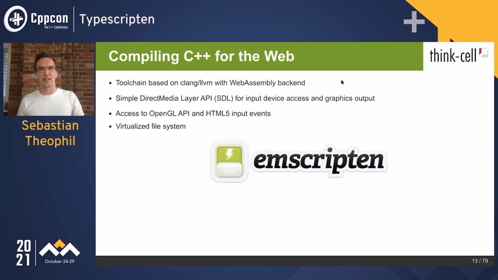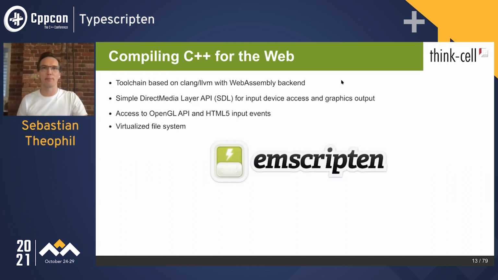And if you're not using the STL library, then you can also use the OpenGL API from C++, which emscripten maps to the WebGL APIs that the browser supports anyway. And emscripten also lets you access the HTML5 input events from C++. And last but not least, emscripten also provides the standard C APIs to access a file system, essentially a virtualized file system. So you can ship some files with your module and access them as if they were on the disk somewhere.